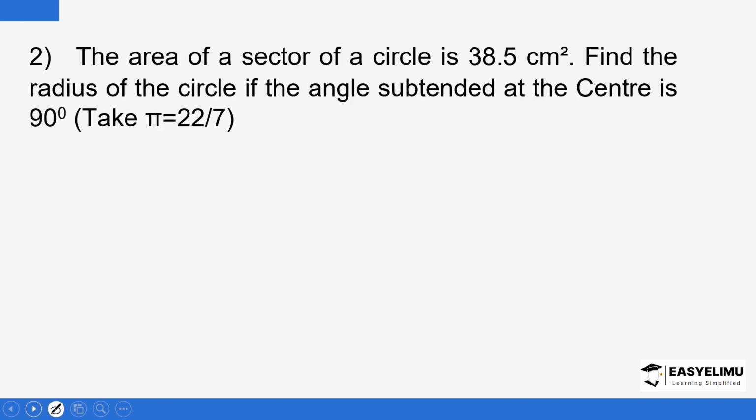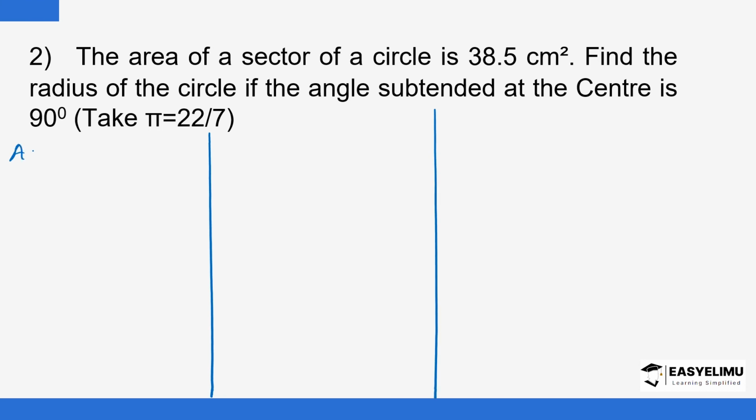We have another example here. So the area of a sector of a circle is 38.5 square centimeters. Find the radius of the circle if the angle subtended at the center of the circle is 90 degrees. So again, we just write the formula. So let me again subdivide my space into 3. So I have this, and then I have this.